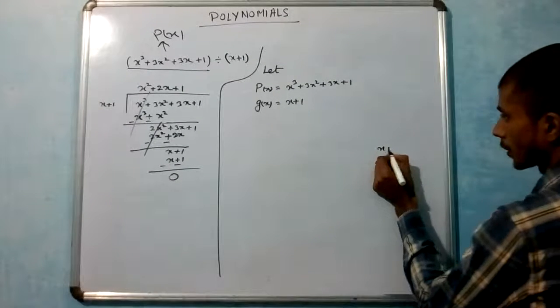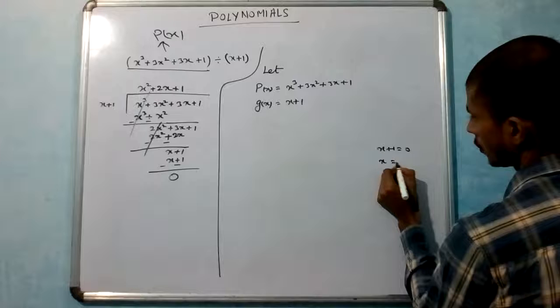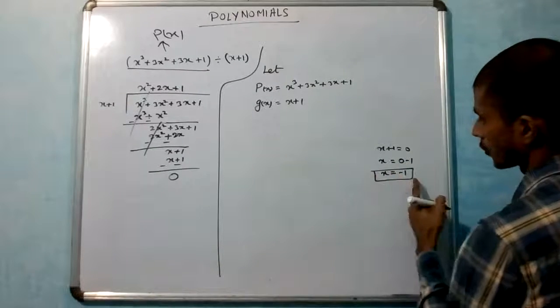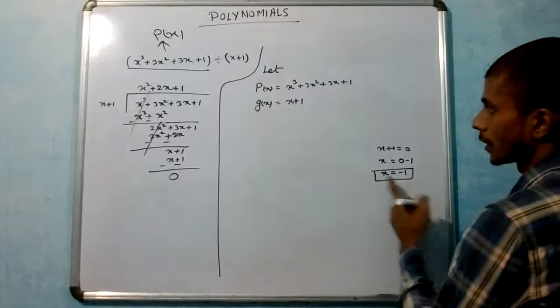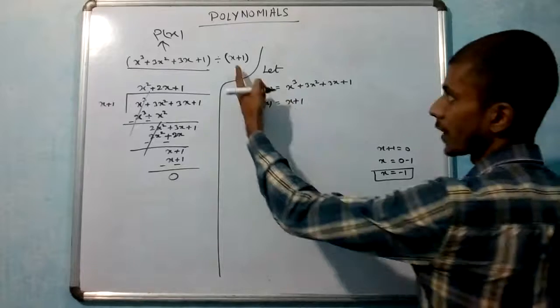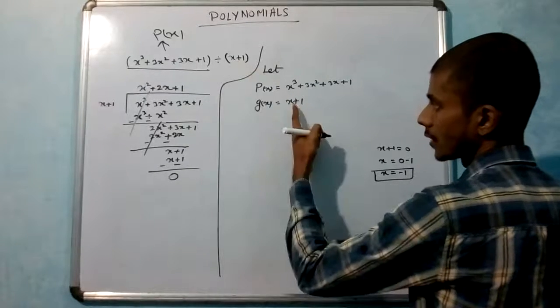x plus 1 is equal to 0, correct? Then x is equal to 0 minus 1, that is minus 1. So x is equal to minus 1. x equal to minus 1 is the zero of this polynomial. And what is this polynomial? This is the divisor. Correct?